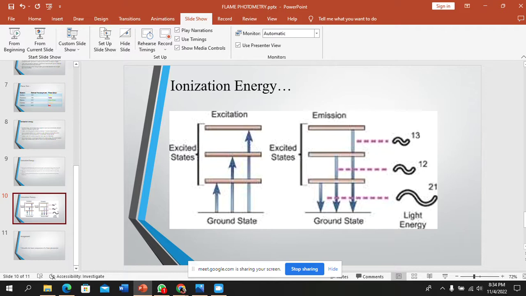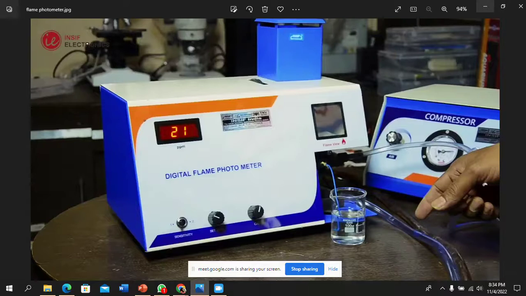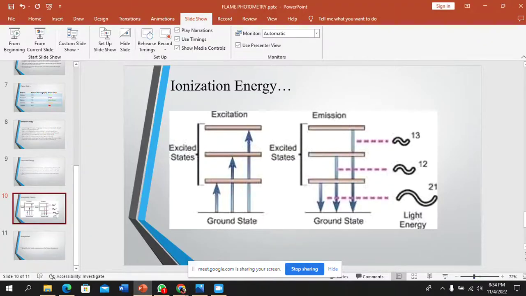So having these two properties, the flame color, you can tell which element it is, and having the intensity of the emission, you can tell how much is in a given sample. I want us to look into this diagram here. This is a digital flame photometer, and it's used for flame photometry. Going back to our slides, we can see how everything happens, just moving from the ground state to the upper energy state, then falling back.